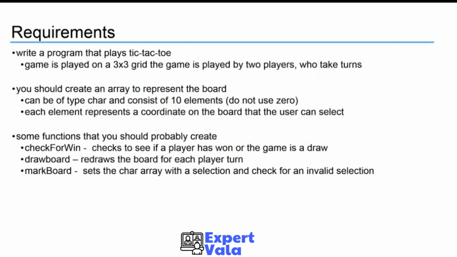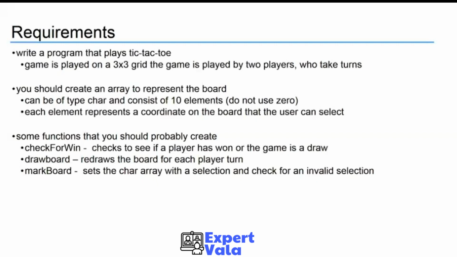because you are going to be drawing the board after every player's turn. And you are going to be using another function for marking the board. This happens when the user actually wants to put an X or an O in a certain box. You need a function to set that box as an X or an O. What will happen is you will probably be populating the array with that X or O. And that way you can look at the array to see if you won or lost. And in the mark board function, it would also allow you to check for an invalid selection.